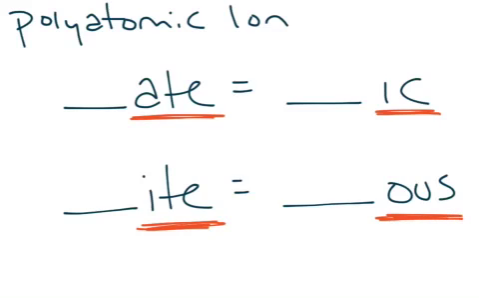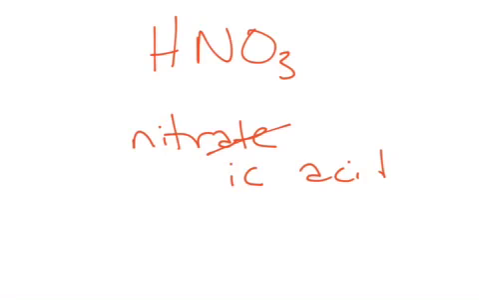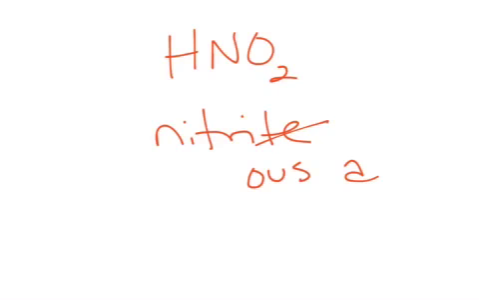And the other big difference is that you do not use the hydro part of the name. So, for example, this is not hydro something. This would be nitrate if we were naming the NO3, but we're going to change it to nitric acid. And this one is nitrite, but we drop the ITE and change it to nitrous acid.